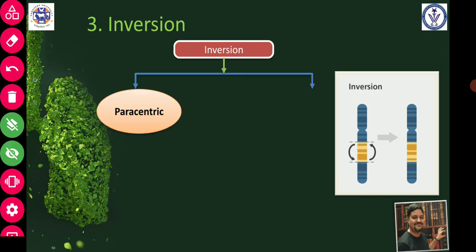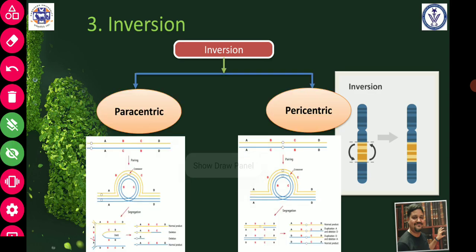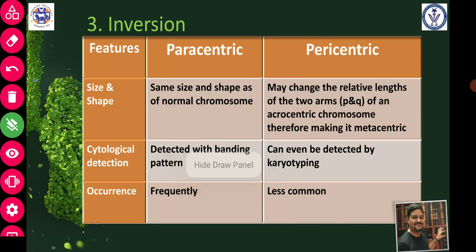Now you can see inversion is of two types. We have already seen inversion is of two types: paracentric inversion and pericentric inversion. And this is how this paracentric and pericentric inversion is created. So this was the summary about the paracentric and pericentric inversion. Now what are the differences between paracentric and pericentric inversion?